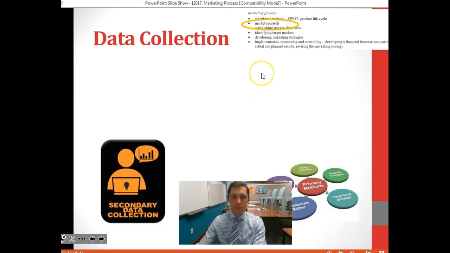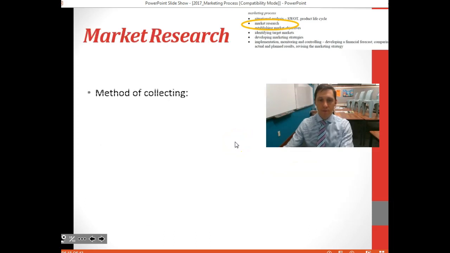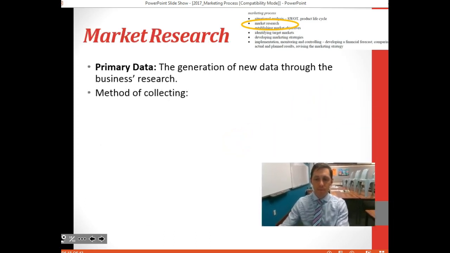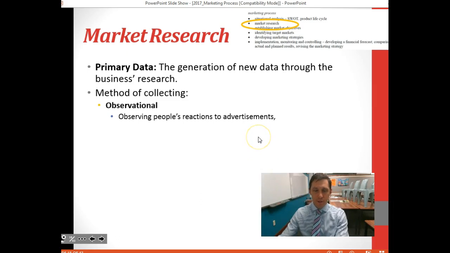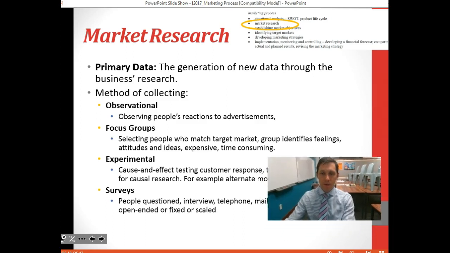Okay, data collection in terms of market research can be done two ways, either from a primary data perspective or a secondary data perspective. What are the differences between those two? Firstly, primary data is generating new data through the business's own primary research. That's why it's called primary data, because it's their primary research. How would you collect that? A number of different ways.